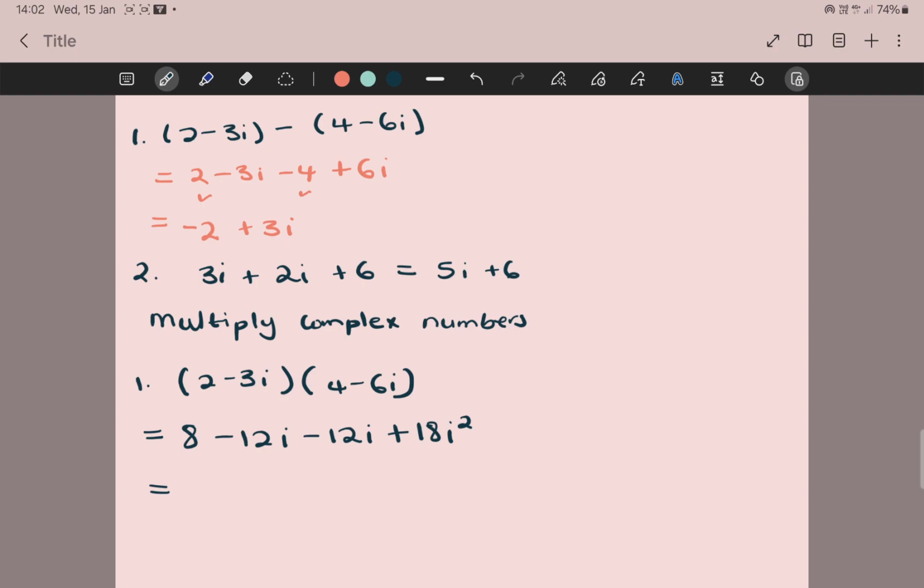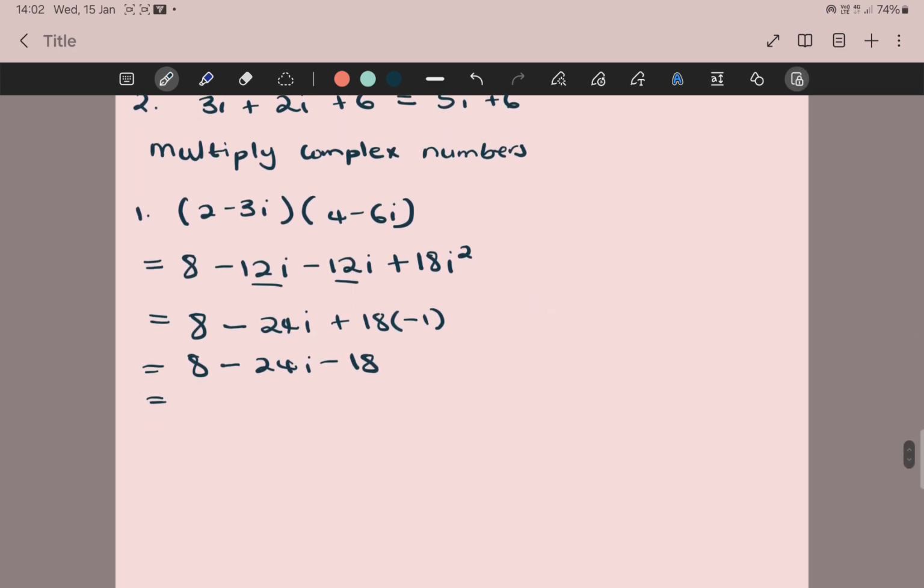We all know. Okay, there are many ways of doing it. I can add these ones because already I see they are like terms. Let's add them. 8 minus 12i minus 12i. Now I get minus 24i plus 18. i squared is negative 1. So I get 8 minus 24i minus 18.